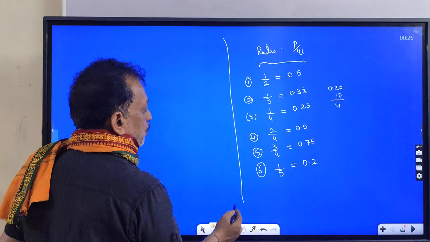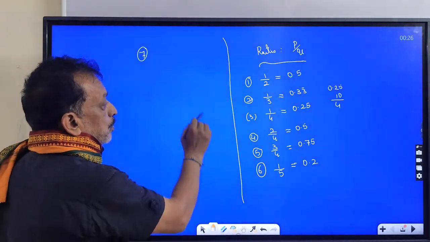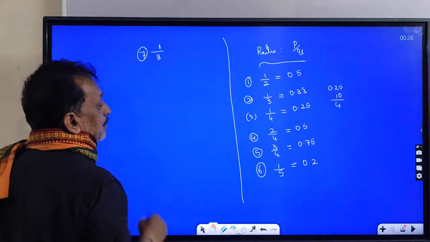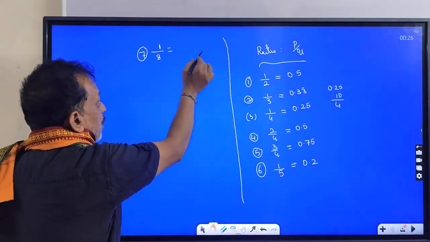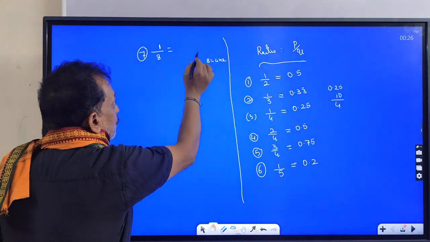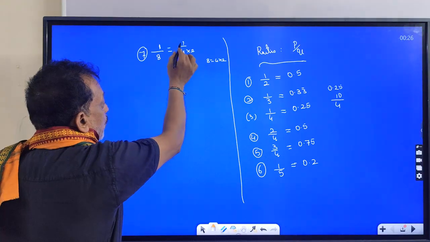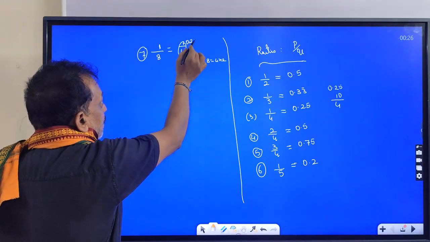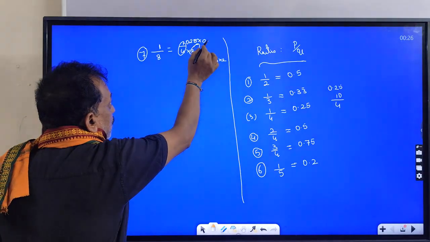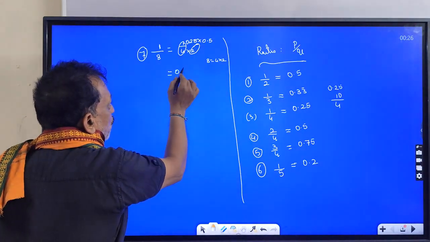Now suppose 1 by 8 is there. 1 by 8, how much? 8 can be written as 4 twos are 8. So that is 1 by 4 into 2. So 1 by 4 is 0.25 and 1 by 2 is 0.5. So 0.5 times 0.25, 25 fives are 125, that is 0.125.